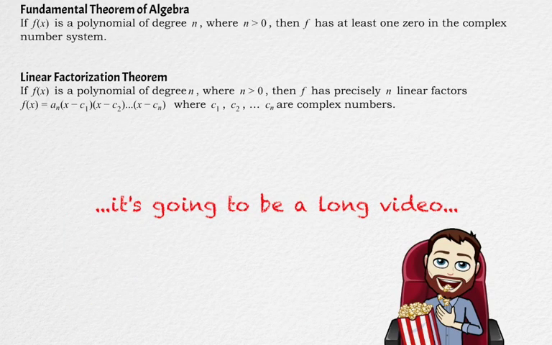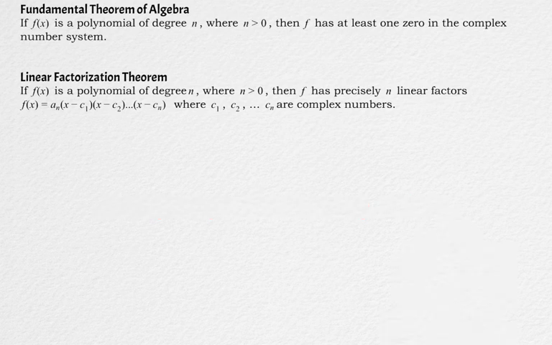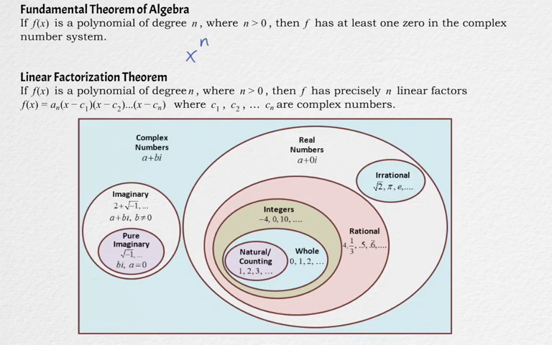So the fundamental theorem of algebra says if f of x is a polynomial of degree n, that means that the first term would be something like x to the n power, where n is greater than 0. So obviously it can't be x to the 0 power, or it wouldn't be a polynomial. So x to the n power, then f has at least one 0 in the complex number system. And it says complex makes you think of imaginary numbers, but remember complex can also mean real.